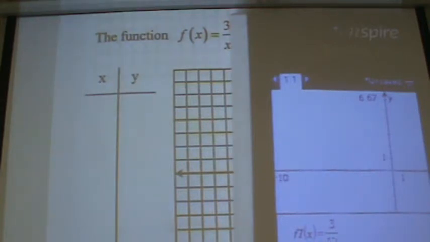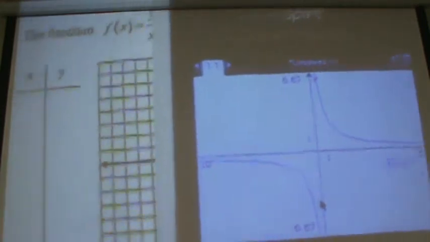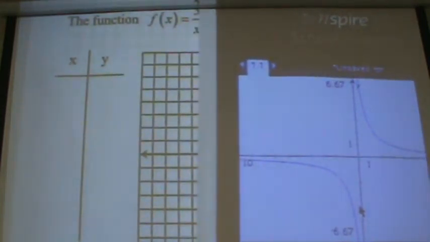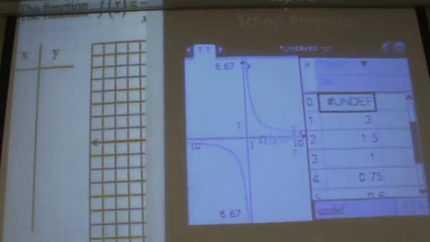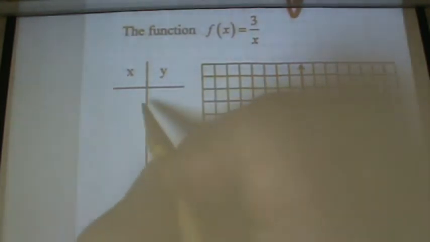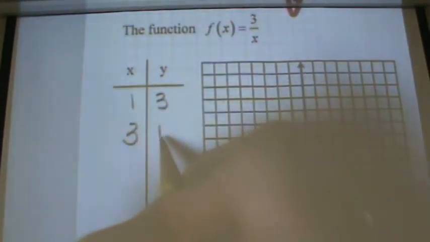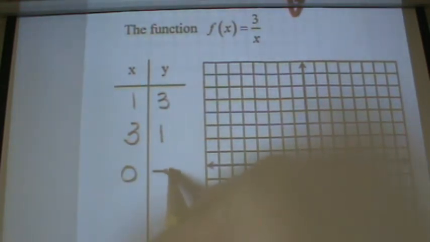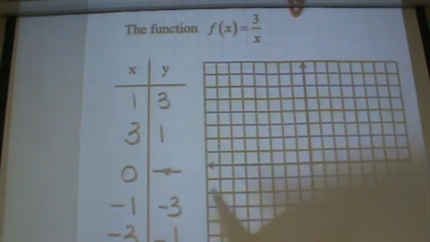Over x. And what's happening? It's moving away from that origin. Look at your table. Control T. What are your points? Over 1 up 3. Over 3 up 1. 0, we have undefined. -1, -3, -3, -1.